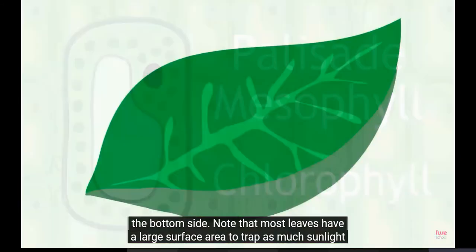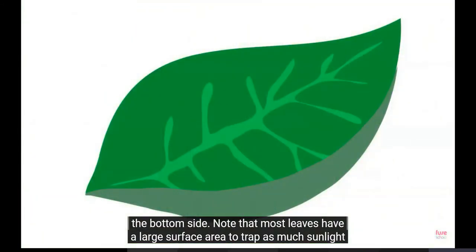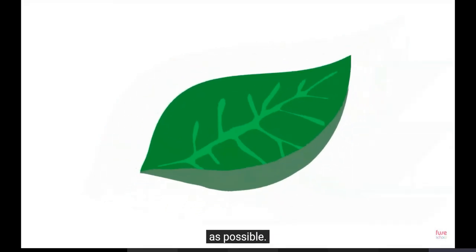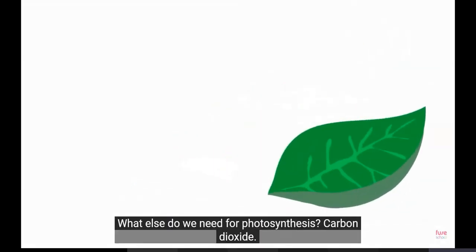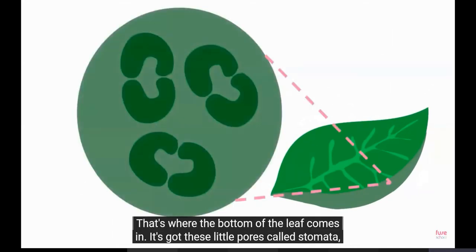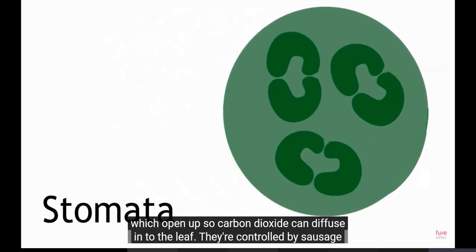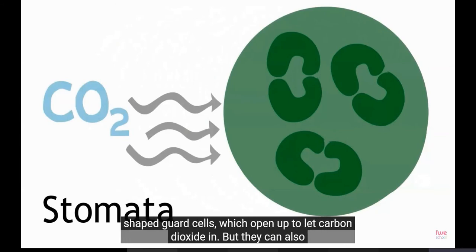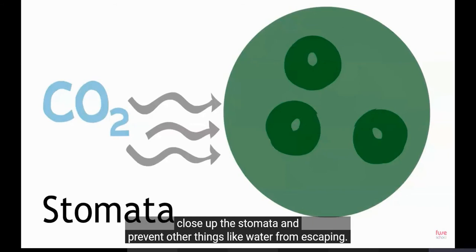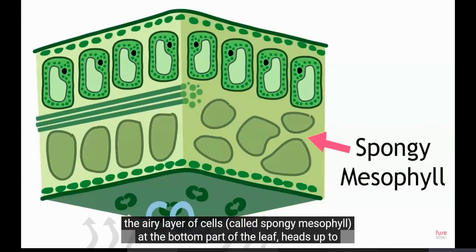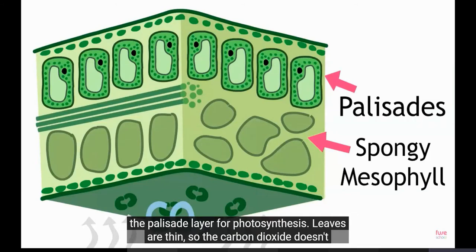That's why the top side of the leaf is darker than the bottom side. You should also note that most leaves have a large surface area, so they can trap as much sunlight as possible. What else do we need for photosynthesis? Carbon dioxide. That's where the bottom of the leaf comes in. It's got these little pores called stomata, which open up so carbon dioxide can diffuse into the leaf. They're controlled by sausage-shaped guard cells, which open up to let carbon dioxide in, but they can also close the stomata to prevent other things like water from escaping. So the carbon dioxide comes in through the stomata, makes its way through the gaps in an airy layer of cells called the spongy mesophyll at the bottom part of the leaf, and then heads up to the palisade layer for photosynthesis.